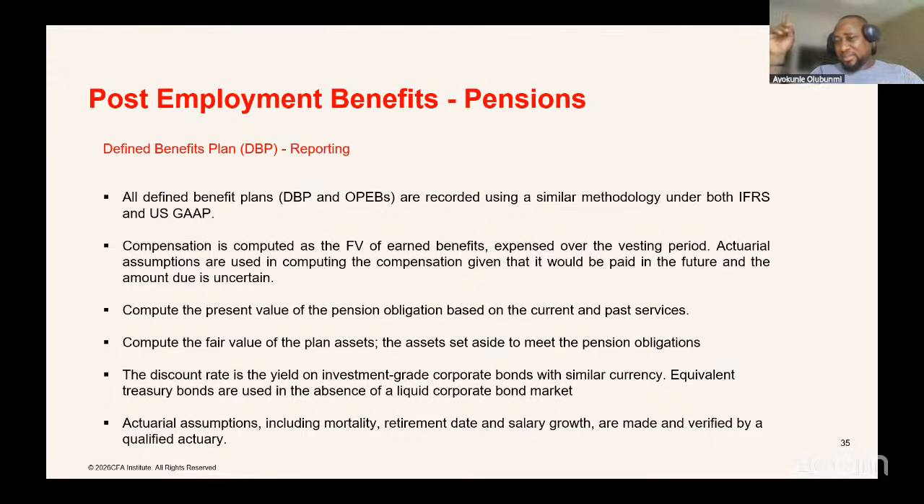You need to use them in determining the fair value of those obligations in future, and then the present value of those obligations. Then also remember that to get that fair value, what we use as a discount rate is the yield on investment grade corporate bonds with the same currency and the same duration as the pension portfolio. However, if you don't have a very liquid corporate bond market like in Nigeria, where the corporate bond market is not that liquid, you can use the yield of the appropriate treasury securities.